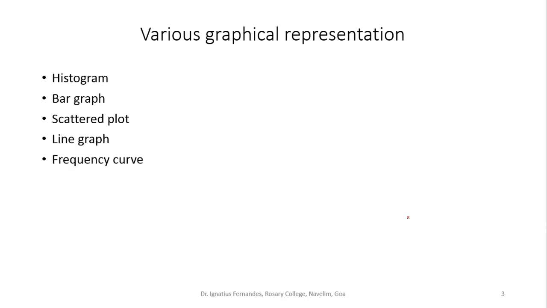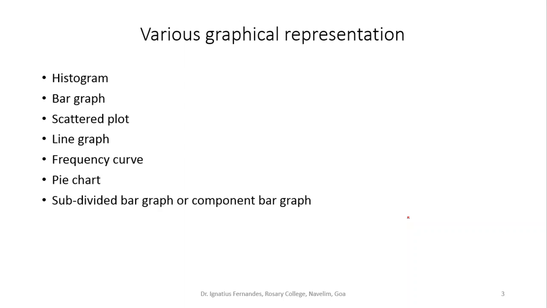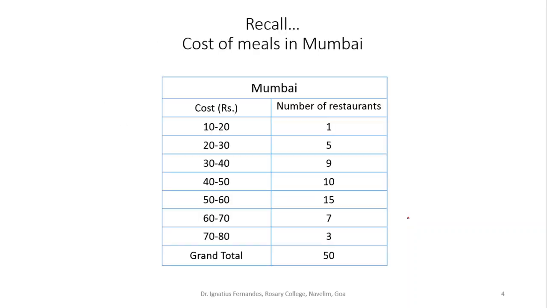Now the various graphical representations that we usually use are: we have a histogram, we have a bar graph, we have a scatter plot, we have a line graph, we have a frequency curve, we have a pie chart, and we have a subdivided bar graph, which is also referred to as a component bar graph. We'll briefly go through each of these graphical representations. For that, we'll recall the data set that we had considered in the previous modules.